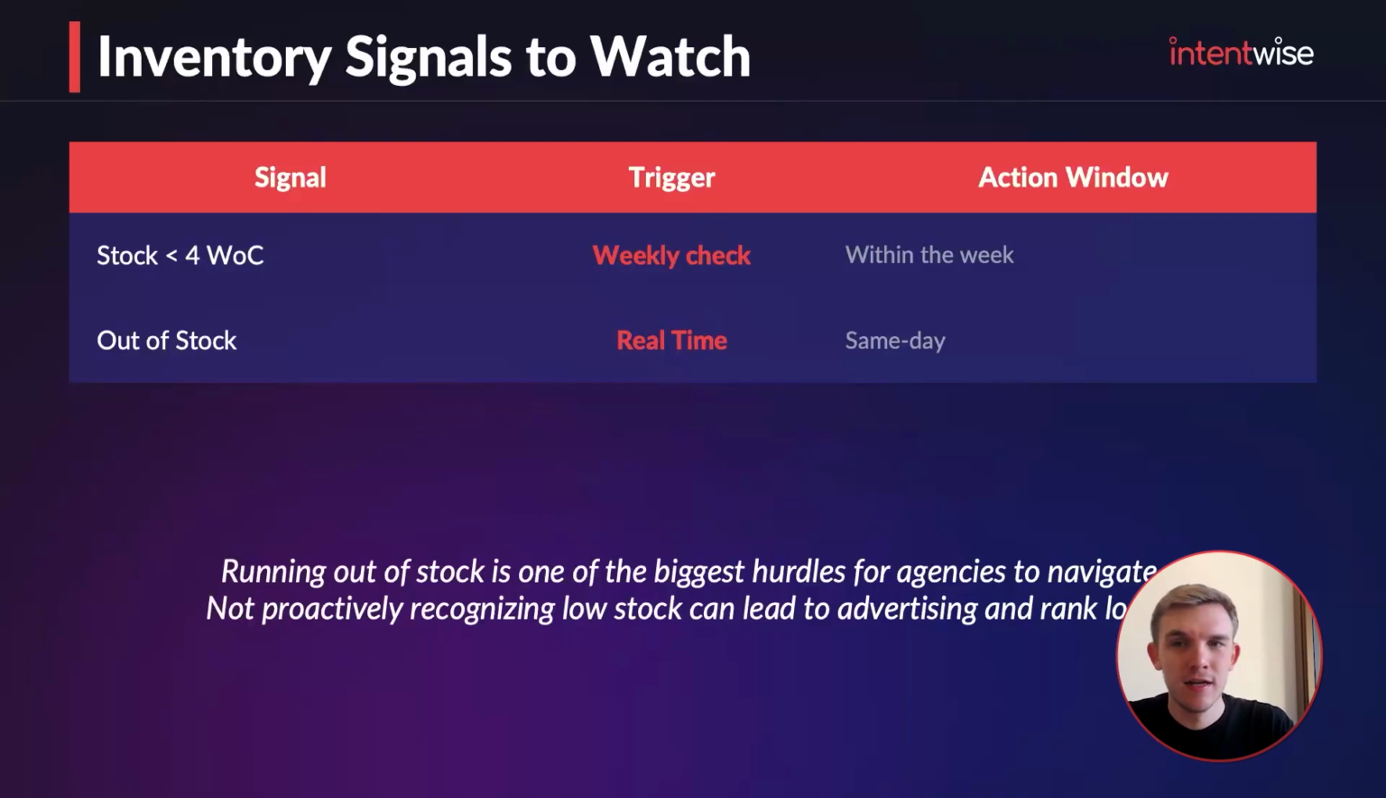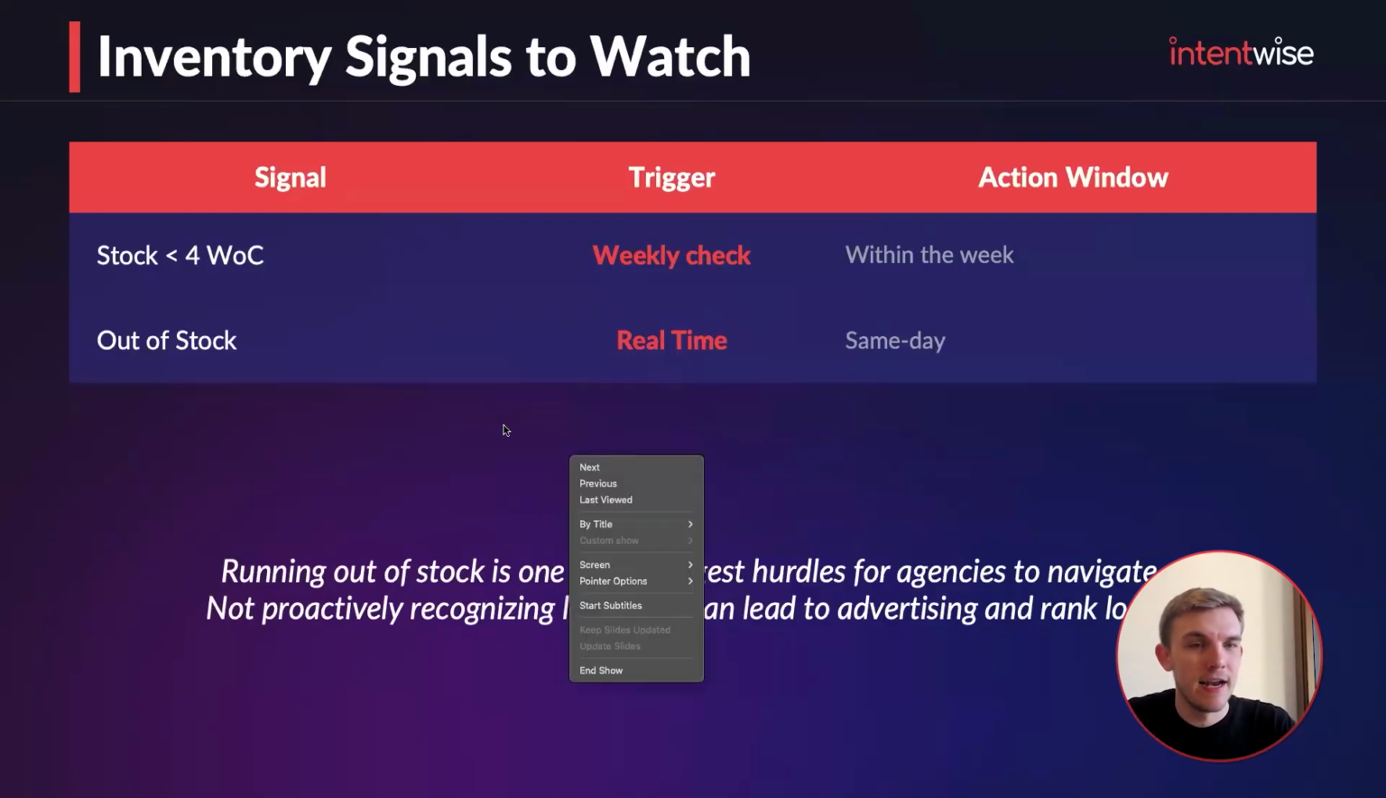If I run out of stock, I'm going to lose. If I'm out of stock for a week, maybe I've made 3 months of rank gains. I'm going to lose most of that in that out of stock event because I'm basically reset, or I'm going to waste ad dollars towards that product. So this is a very key one to be monitoring before we get to the critical out of stock event.